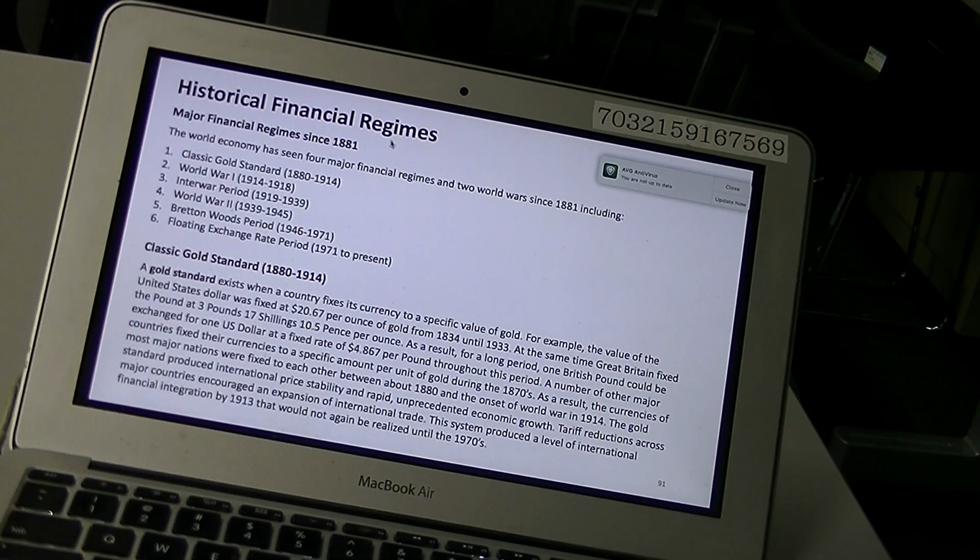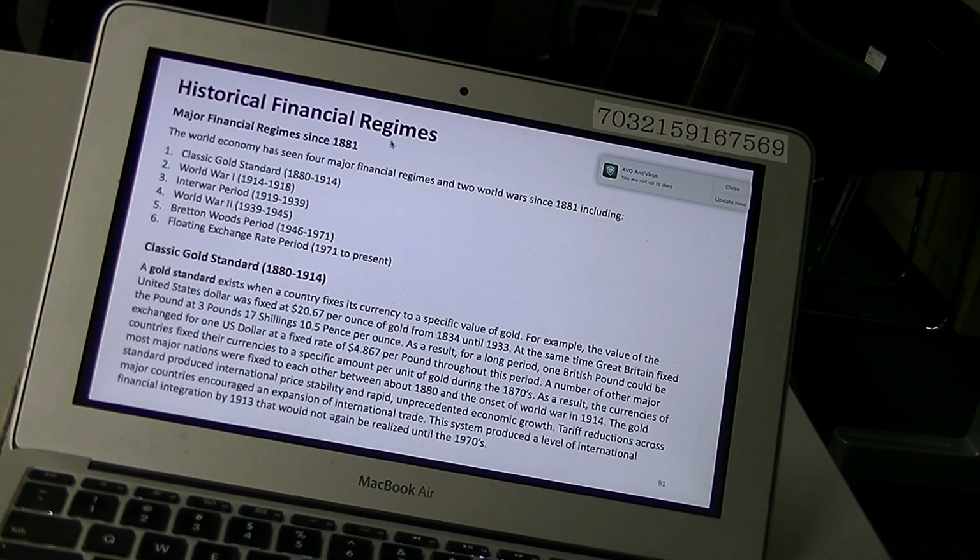We basically have seen six major financial regimes since the late 1880s. They are the classical gold standard from 1880 to 1914. That was the beginning of World War I. That caused a major change in global trade.